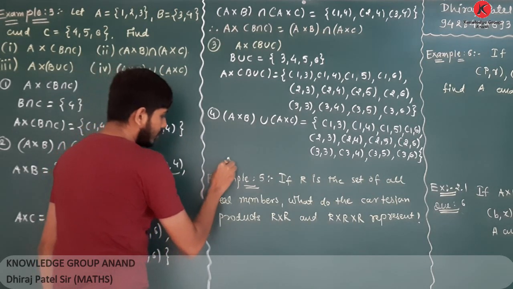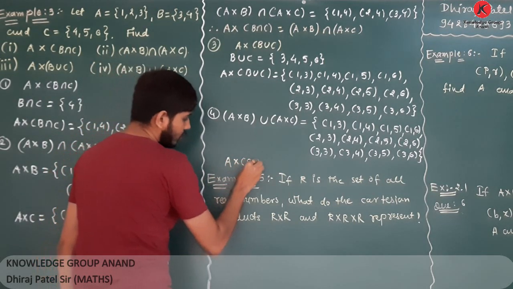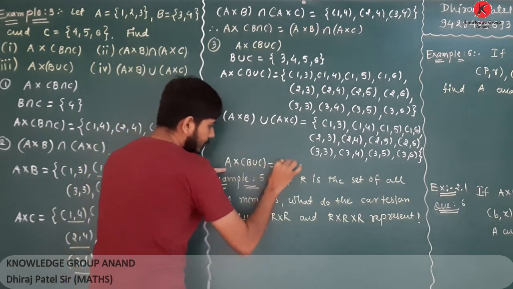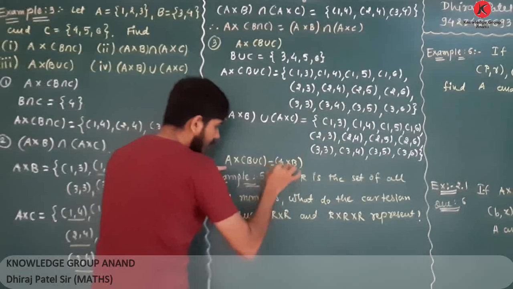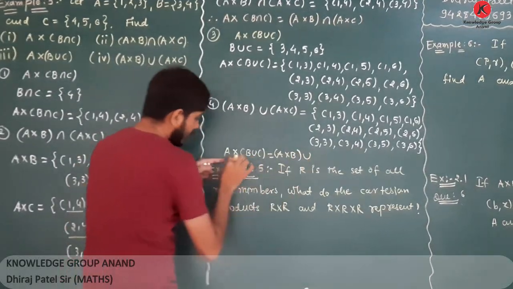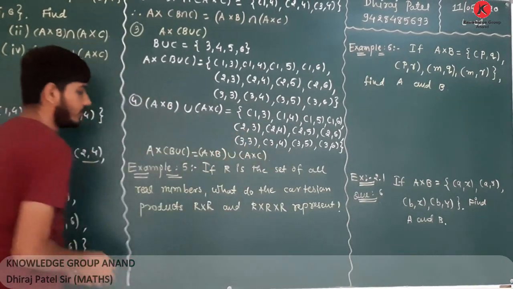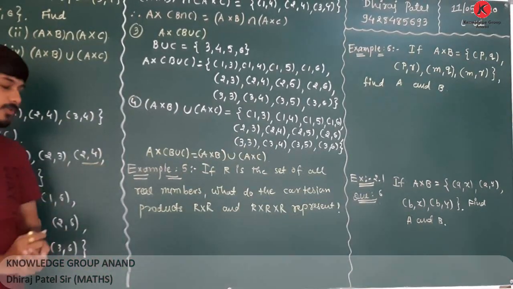Let me write down the distributive law. A cross B union C means A cross B union A cross C here. Therefore, we can write like this. This is our distributive law.